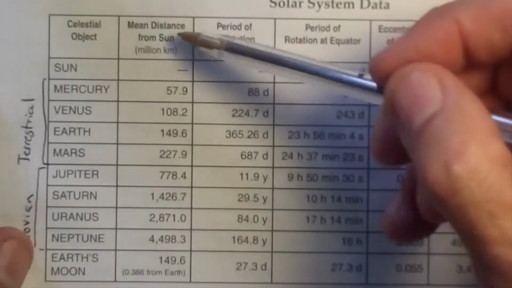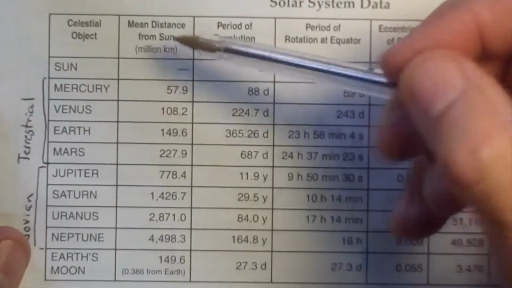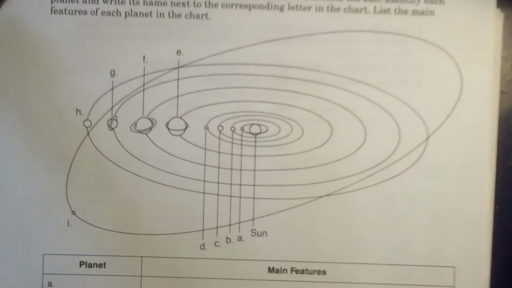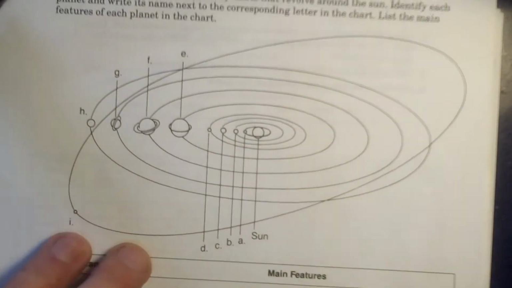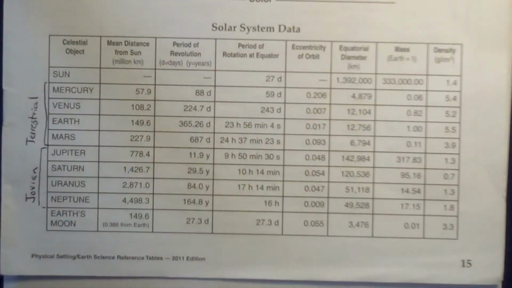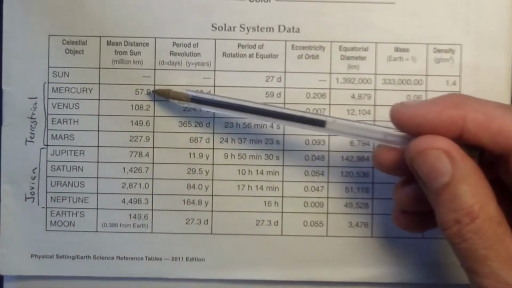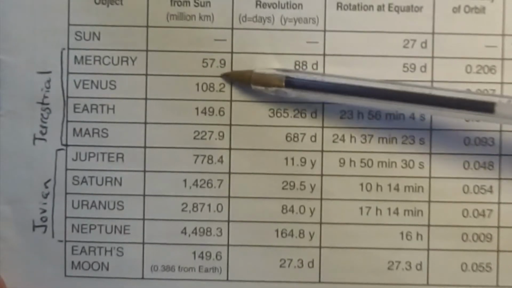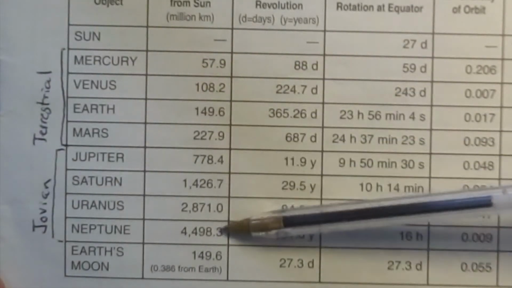The next bit of information we get from the reference table is called the mean distance from the Sun in millions of kilometers. Planets do not orbit around the Sun in perfect circles. They orbit in ellipses, which are ovals. So sometimes planets are closer to the Sun, sometimes they're further away. What the numbers indicate right here is the average distance they are away from the Sun in millions of kilometers. So you can see here that Mercury is 57.9 million kilometers in its average. And as you go further away from the Sun, the distance becomes greater.